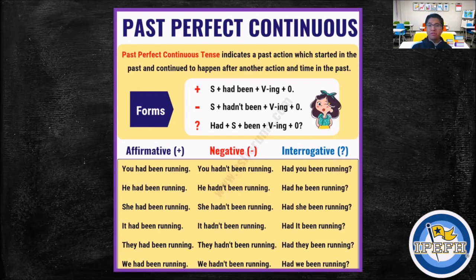I'm going to read some sentences. In affirmative, we have: he had been running. In negative: you hadn't been running. And in interrogative form: had they been running, as you may see in these examples. I'm reading more sentences. For example, it had been running, in affirmative. They hadn't been running, in negative. And had you been running, in interrogative. Well, let's continue with our topics.